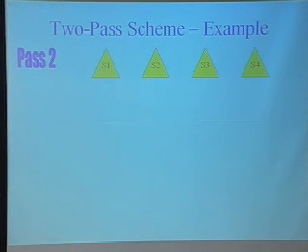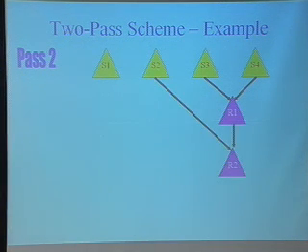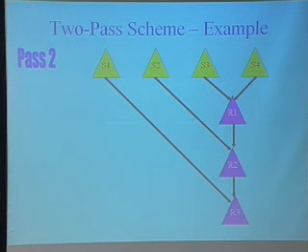In the second pass, you take a look at the results from the first pass. You start with the rightmost fellow, compare link it with the fellow before it. Then you compare link it with the fellow before it, and compare link it with the fellow before it.